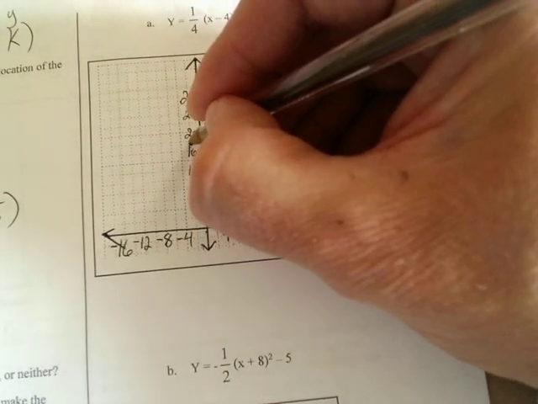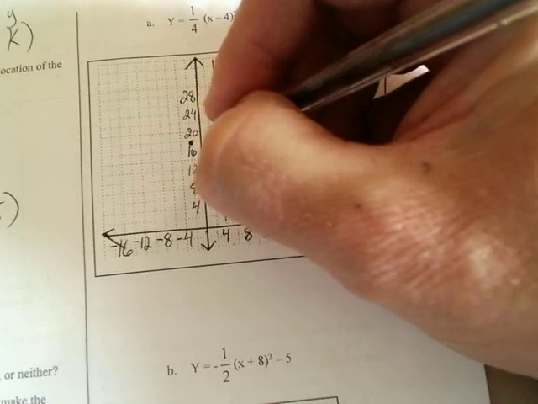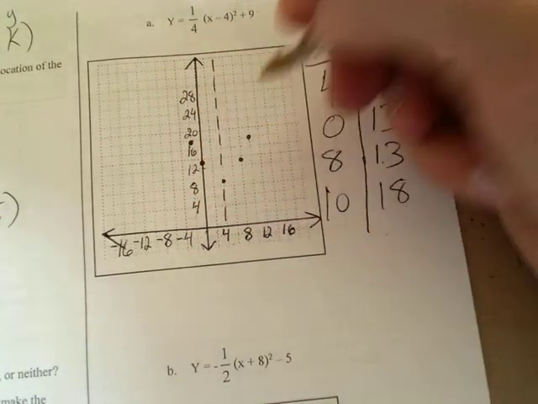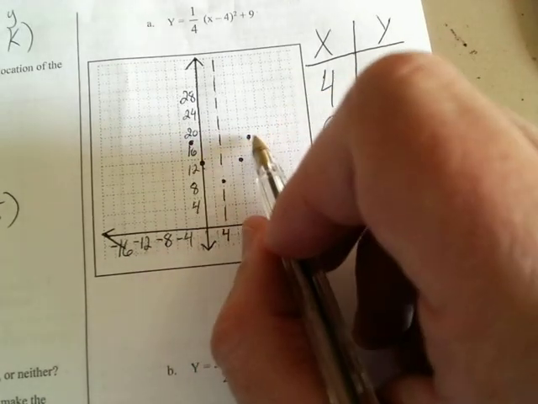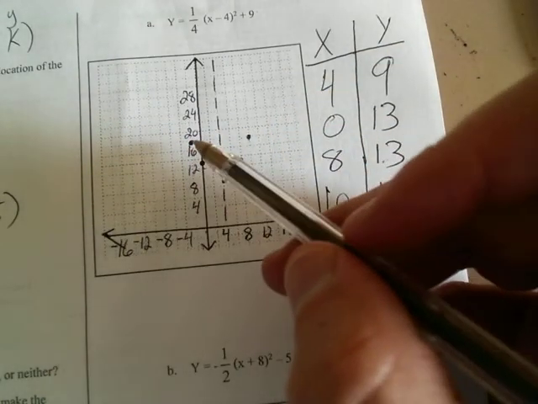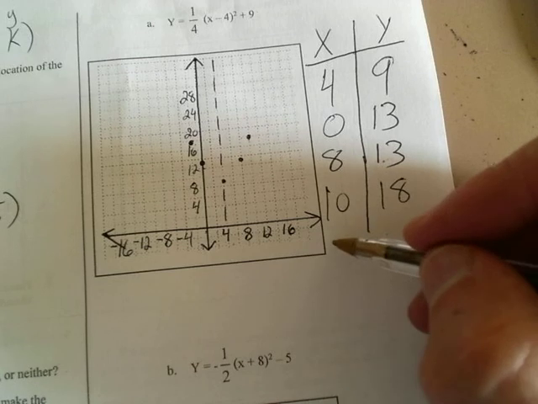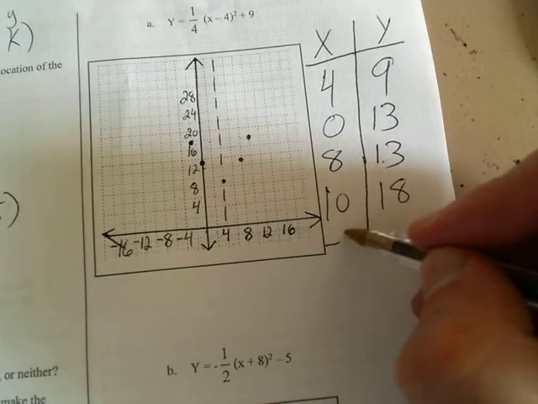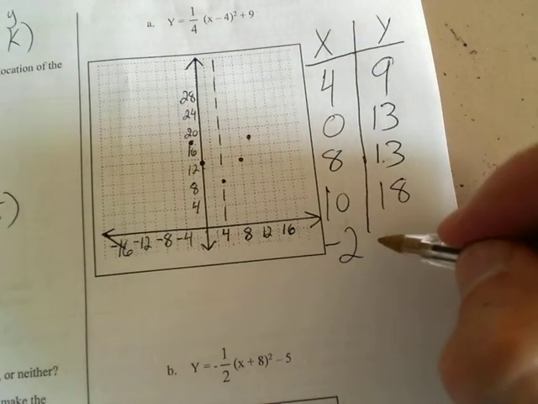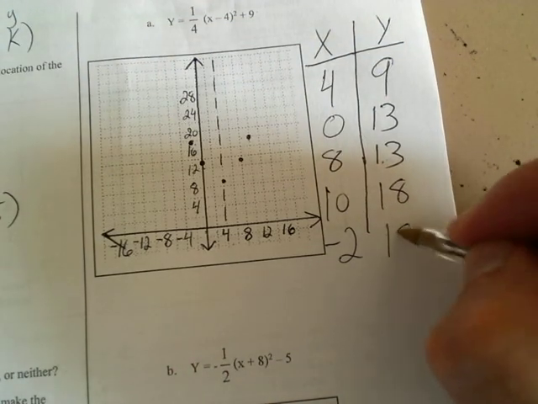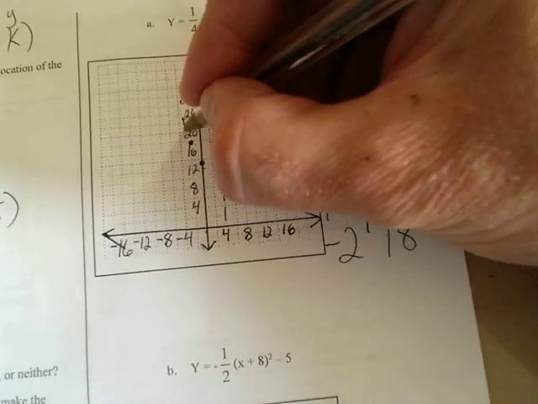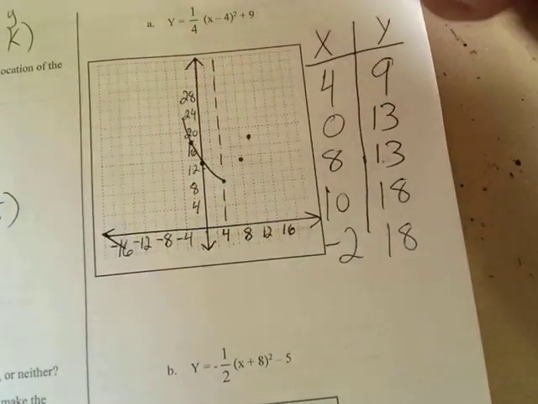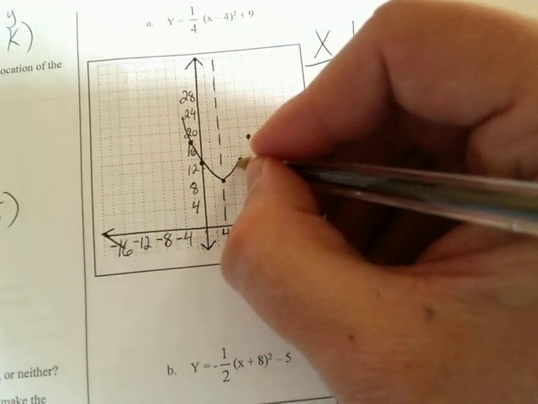And right here is the symmetric point to the point that we just plotted. So it's like the reflection of the point that we just plotted. What is that point? Negative 2, what? 10, 18. They always have the same y value. Once you've got your 5 points, go ahead and connect the dots. You have to do 5.